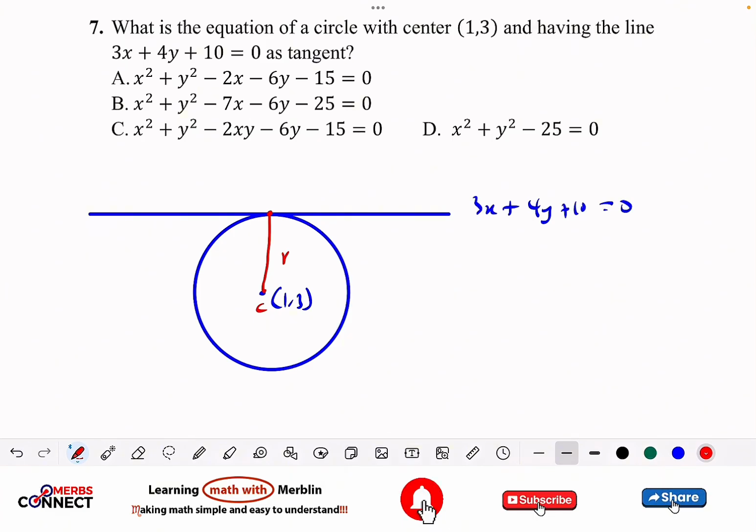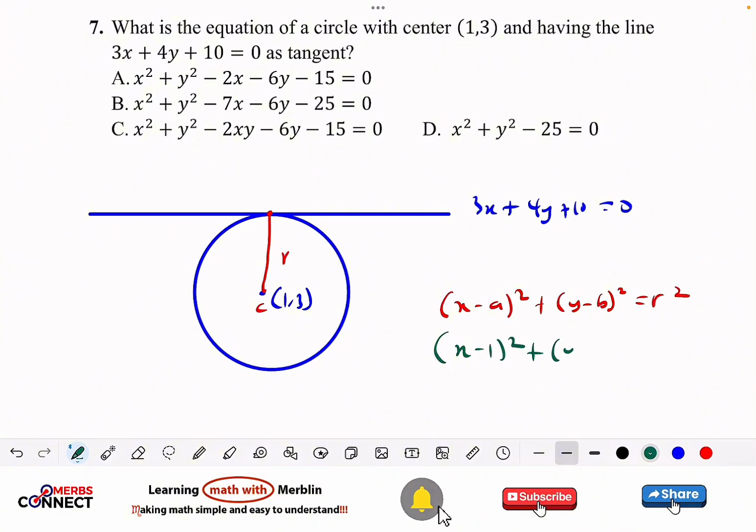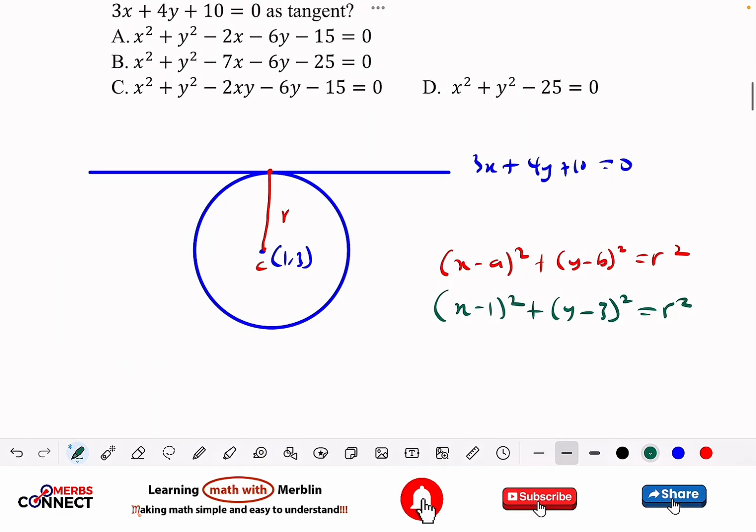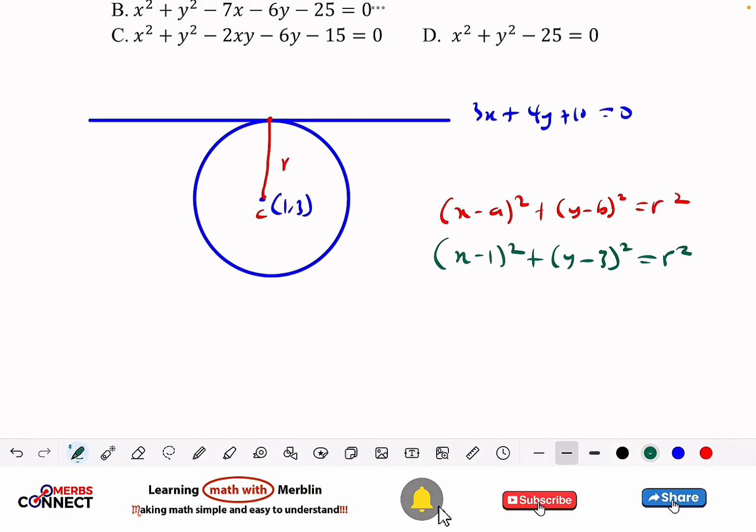So here, the standard equation is (x minus a) squared plus (y minus b) squared is equal to r squared. We know the center, so this is going to be (x minus 1) squared plus (y minus 3) squared is equal to r squared. Sometimes I can decide not to even find the radius. Maybe I can get the answer. Let's try it and see, without finding the radius, if we can get the results here.